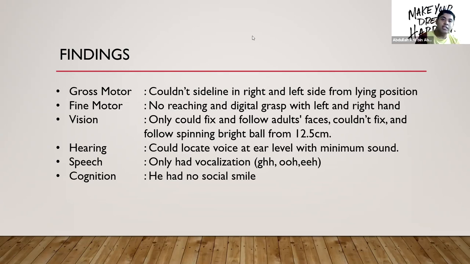Okay. So basically, from this finding, we know that there are prominent global developmental delay. As we can see for the cognition, he had no social smile at all, although he is currently 9 months old. So the baby had a very delay in the development.